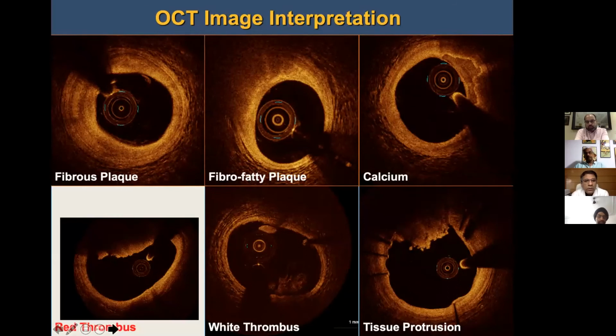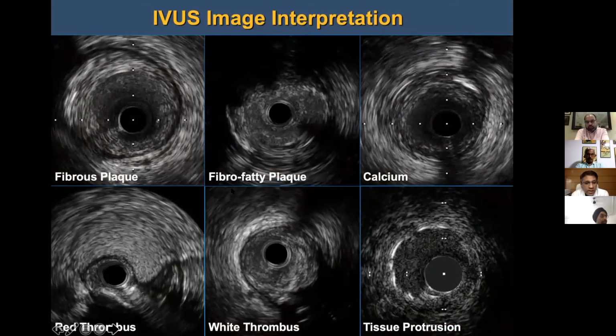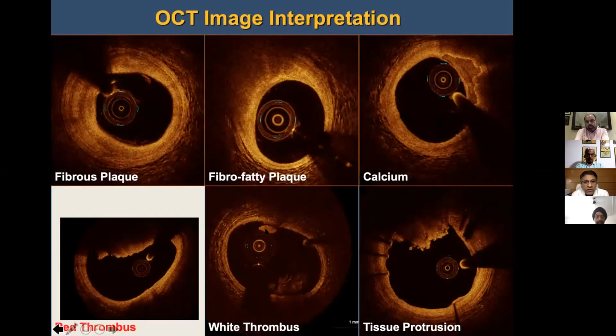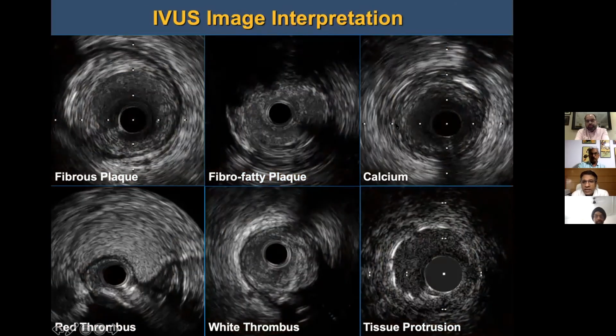Now you compare these images, where you can characteristically differentiate white thrombus, red thrombus, and calcium. If you have done the IVUS, just see, you cannot see categorically the depth of the calcium. You can't be very sure because its resolution is only 100 microns. So in plaque and tissue characterization, the OCT scores much above intravascular ultrasound.